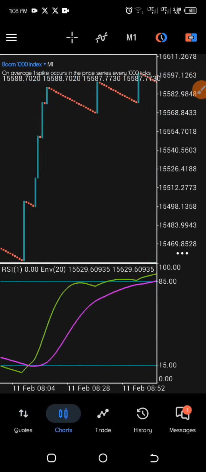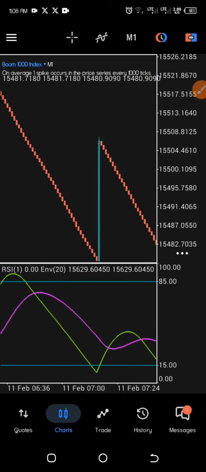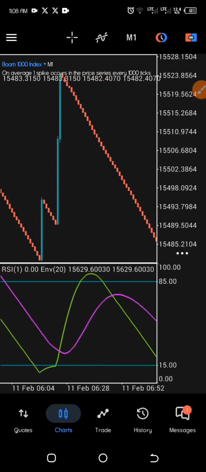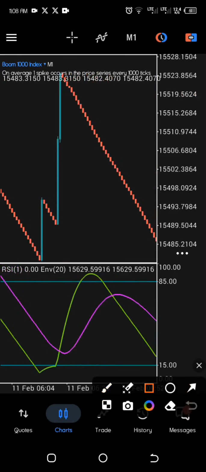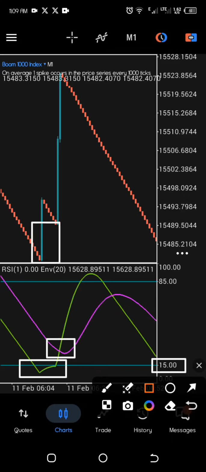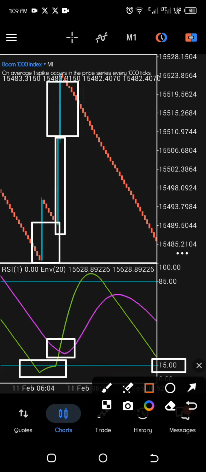Now this is the Boom 1000 index, and I'm going to show you a trade here on Boom 1000. Firstly, we are waiting for the envelope line to cross the 15 level. That is the first thing we wait for when we come to the chart looking for a trade. The next thing we do is wait for it to cross above the moving average. When it crosses above the moving average, we should be seeing all this spike right here in the market.